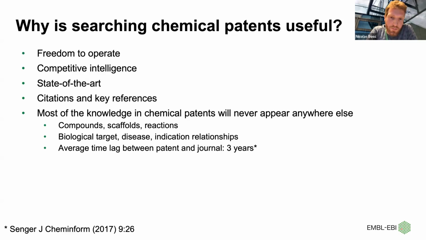But also, most of the knowledge in chemical patents will never appear anywhere else. And in our field, that means compounds, scaffolds, reactions, but also biological target and disease indication relationships. And studies have shown that it takes usually, on average, 3 years for this knowledge to be transferred from patents to journals. Of course, it can be less, but it can also be much longer or never.